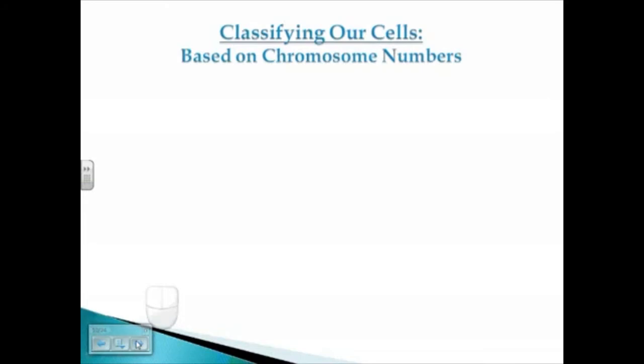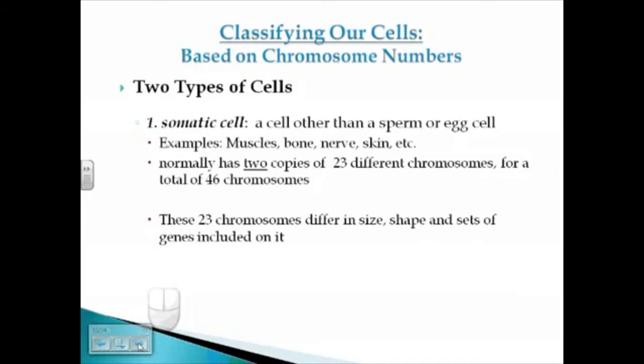And then we're going to talk about how we classify our cells. We can classify our cells based on chromosome number. We have two types. We've got somatic cells. For those of you that like to have the root, soma typically refers to body. A somatic cell, a body cell, is anything other than a sperm or an egg cell. So we're talking about muscle cells, bone cells, nerve cells, skin cells, et cetera, et cetera. A somatic cell has two copies of 23.